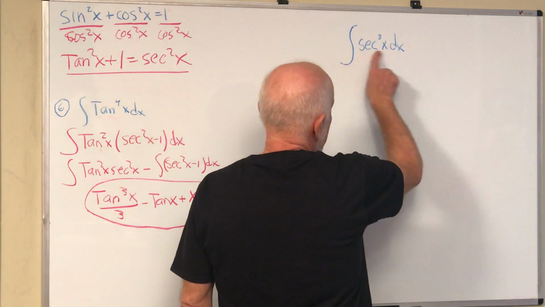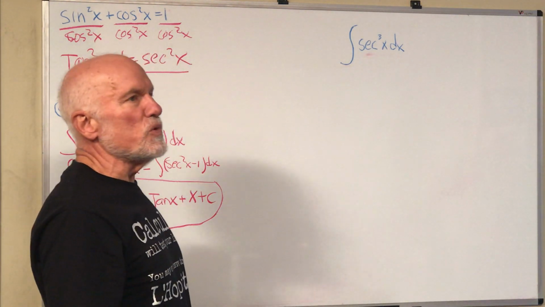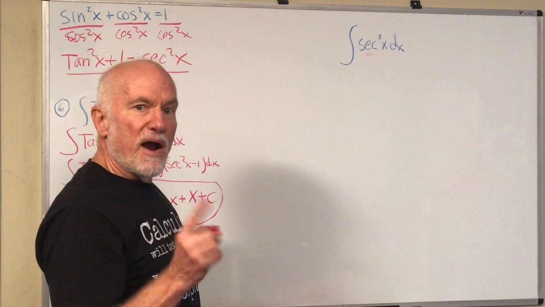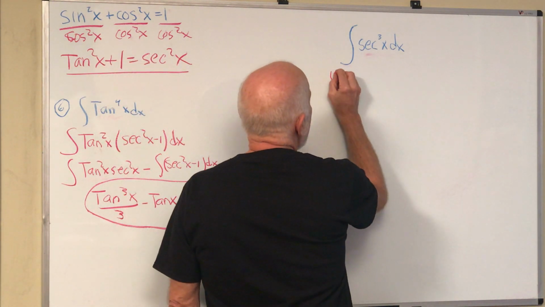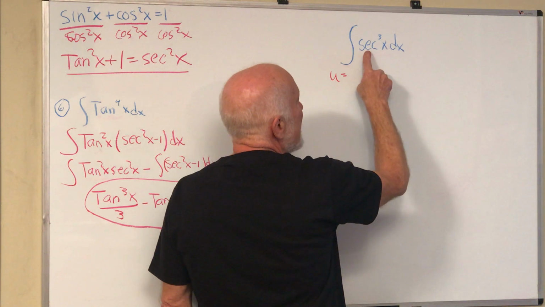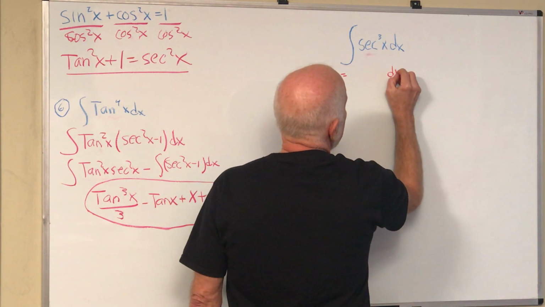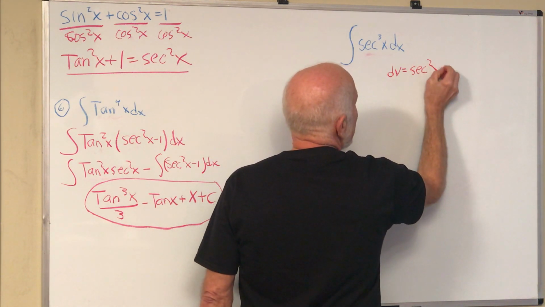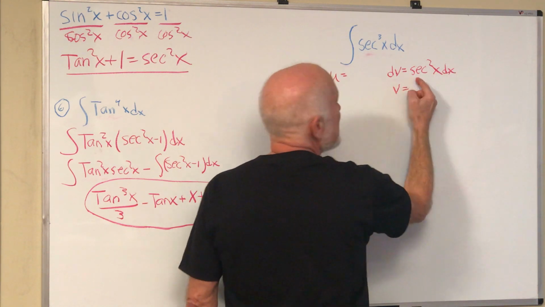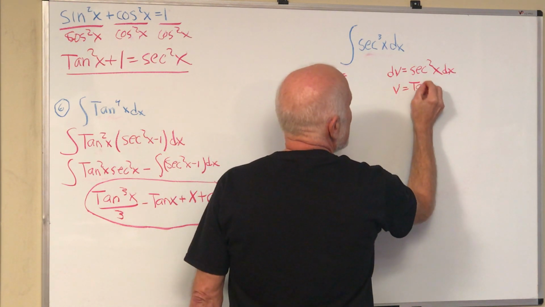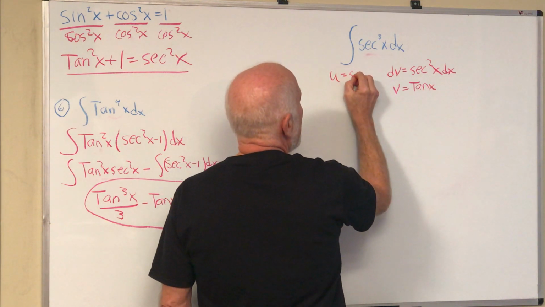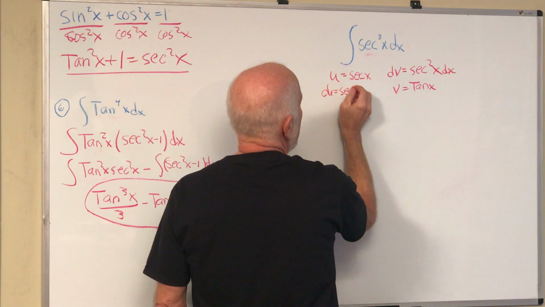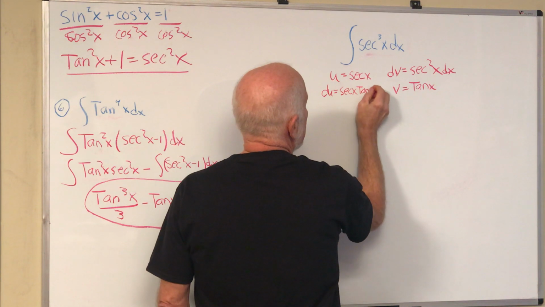So, you look at secant cubed and think, what can I do? And my thinking is maybe integration by parts. So, what are the two parts going to be? I'm going to think of this as secant squared times secant. And what's a really good thing to put for dv? Secant squared of x, because the antiderivative of secant squared is tangent. For u, then I have to put the secant of x. And then du is secant of x, tangent of x, dx.